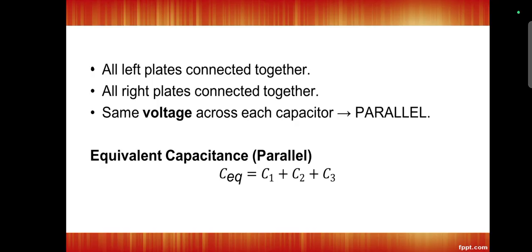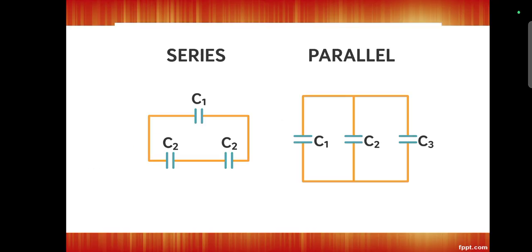So for three capacitors connected in series, 1 by C equivalent is equal to 1 by C1 plus 1 by C2 plus 1 by C3, and for parallel, C equivalent is equal to C1 plus C2 plus C3. For parallel, the same voltage is applied, and for series it is divided. Here are the diagrams of three capacitors connected in series and three capacitors connected in parallel. In C1, C2, C3, if the same current flows, it is called series, and if different currents flow with the same voltage, it is called parallel.